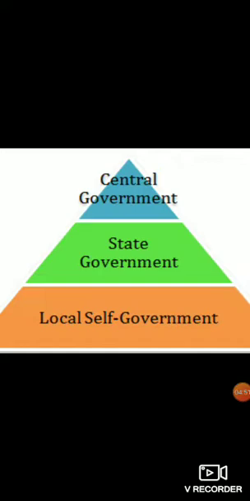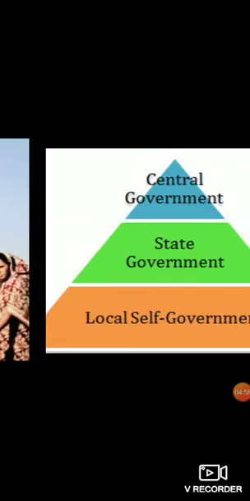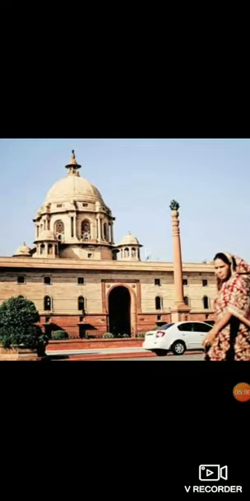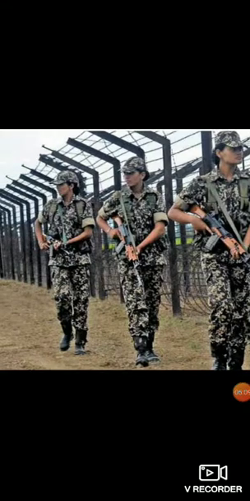Now the powers of each government are very clearly given in the Constitution. The central government is supposed to look after matters of national importance. Now, what are these matters of national importance? Things that are very important for the country, like defense, foreign relations with other countries, import export policies. So that is the job of the central government.